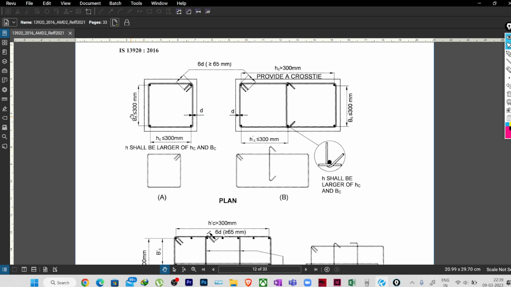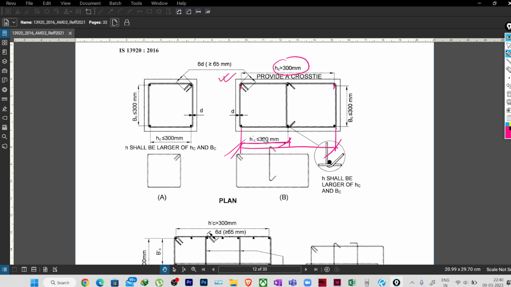So you can see here, it is written as BC less than 300 mm, and HC less than 300 mm. Here, HC is nothing but the higher dimension, the dimension along the depth. Now here also BC is less than 300 mm, and which will be the HC in this case? In the second case, which will be the HC? Whether it will be this one or this one. So the HC is basically the outer to outer, the farthest reinforcements.